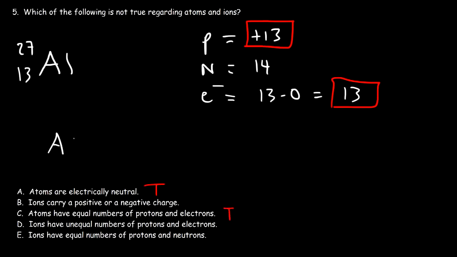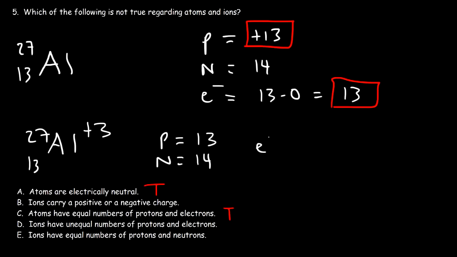Now an ion would look something like this. You would literally see a net charge. Aluminum has a positive 3 charge. So the number of protons is still 13, the neutrons is the same, but the electrons is going to be the atomic number minus the charge. So 13 minus 3 is 10.